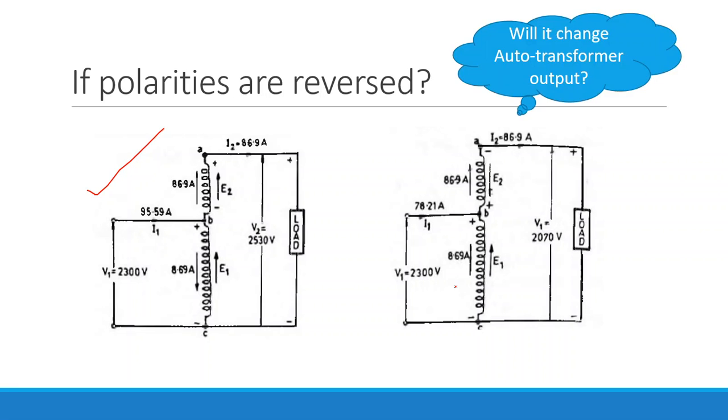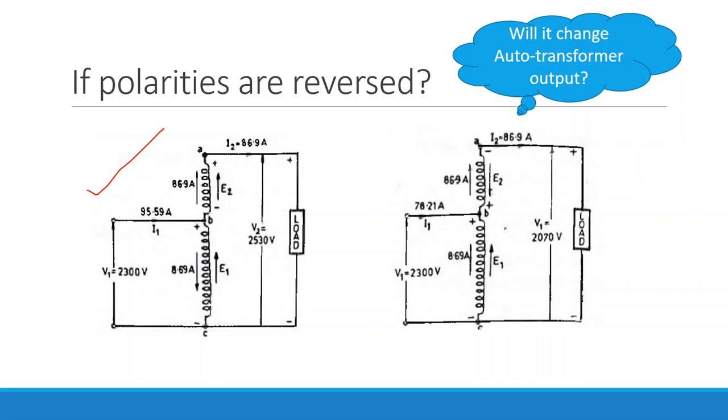So the question here is whether it is going to change the output of power or it will remain the same. That is the question here. The marking of the polarity means the connection of the winding, basically you could consider it in that way. That is different. Earlier you connected two windings in series in this fashion. Now it is connected in this fashion.